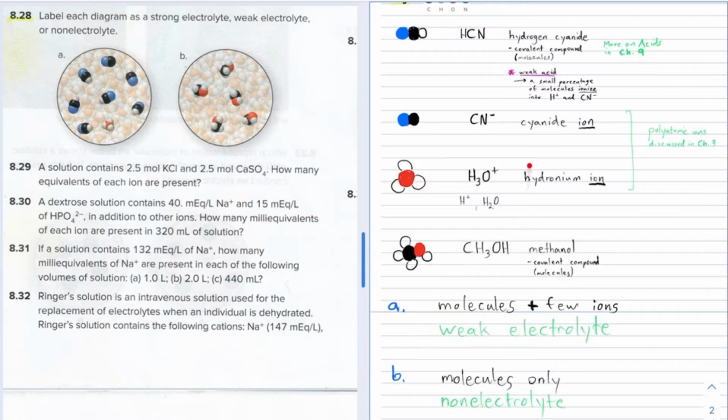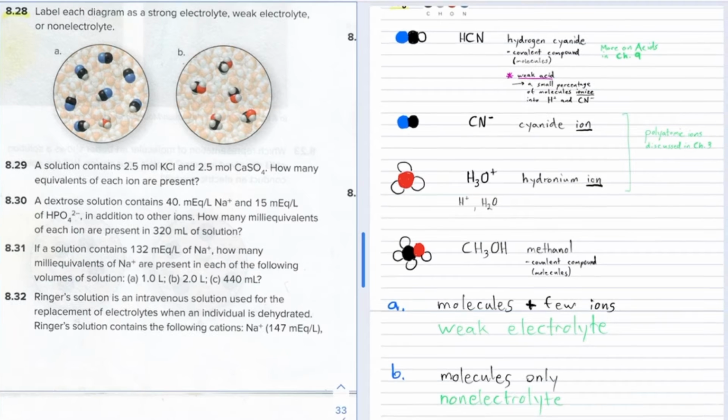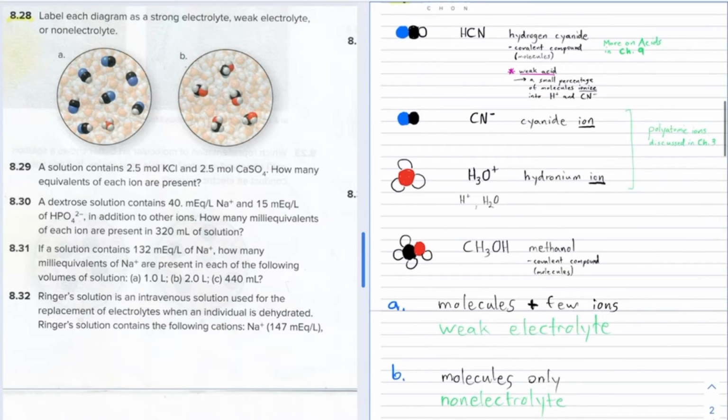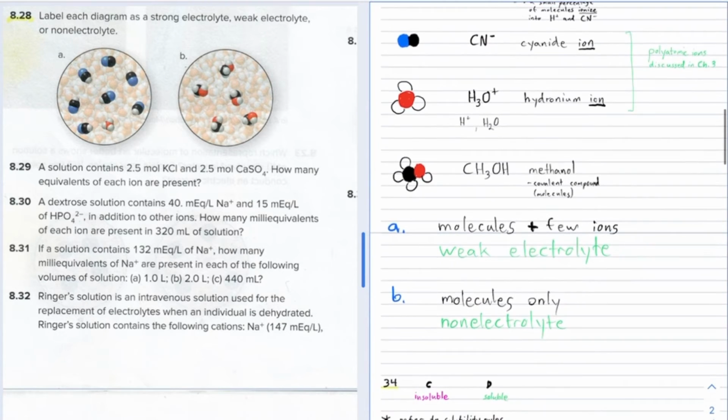Now, this is not a weak acid like hydrogen cyanide, so none of this guy splits apart. So you won't see anything else but the methanol molecules in there. And so in diagram B, all you see are molecules only, no ions. That's going to make diagram B, or solution B, a non-electrolyte.